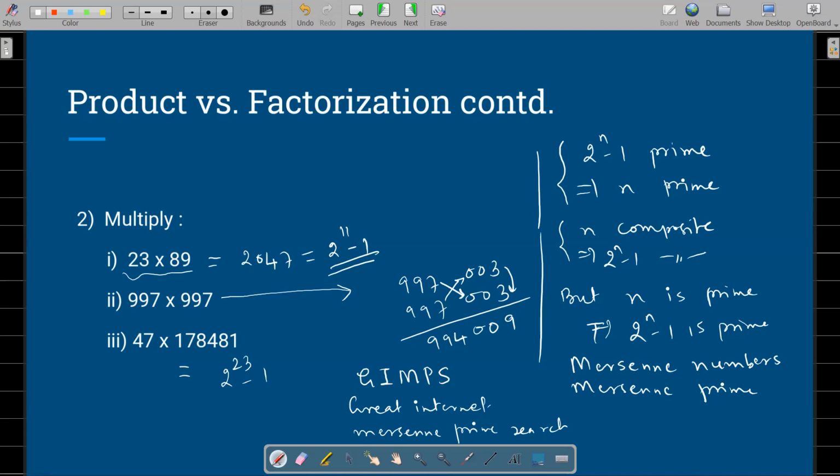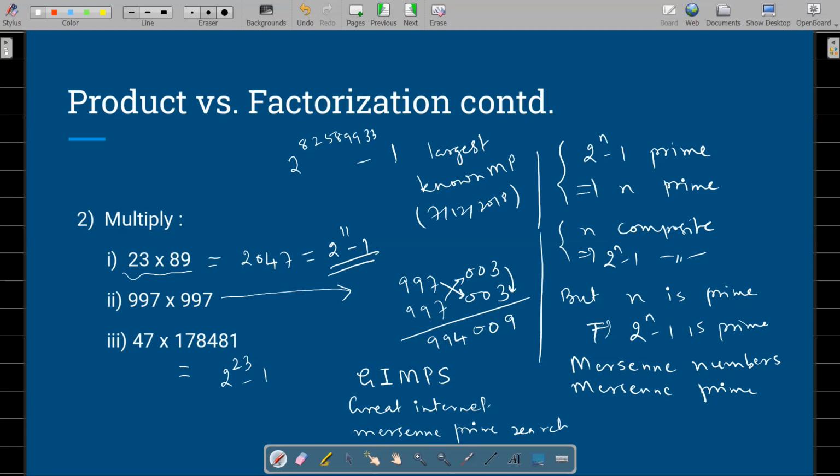As of now, the largest one which they have found is 2 raised to 82589933 minus 1. That's the largest so far known Mersenne prime. It was found on 7 December 2018. So that's about such numbers. Shall we go ahead?